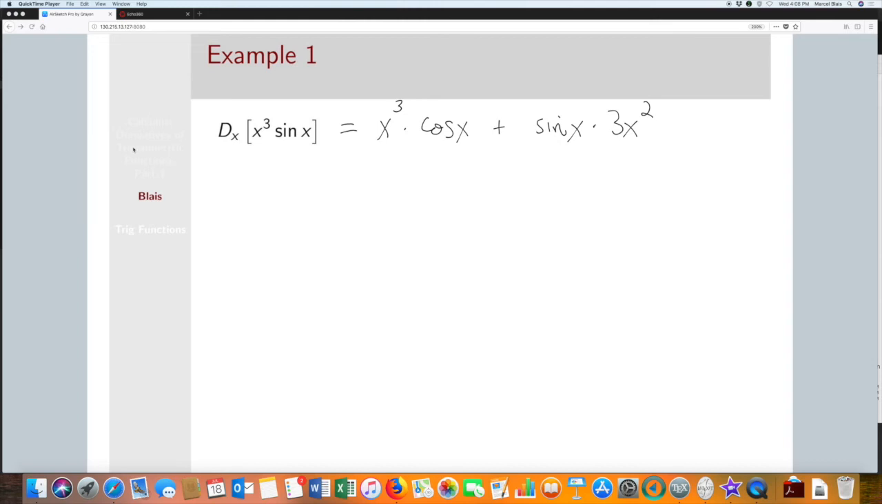Another example, let's do a quotient rule example. And so remember the way the quotient rule works.